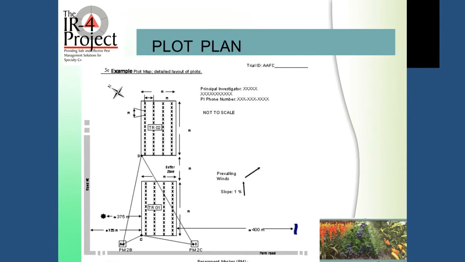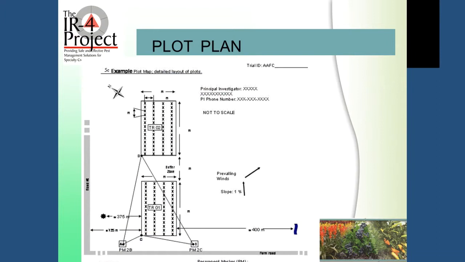You can see that each plot had 1, 2, 3, 4 rows, right? And then it's telling you how wide the plot is, how long the plot is, what the spacing is between the plants within the row. It tells you which direction is north, as indicated by the N. It tells you what the prevailing direction of the wind and the slope direction, and also what percent.